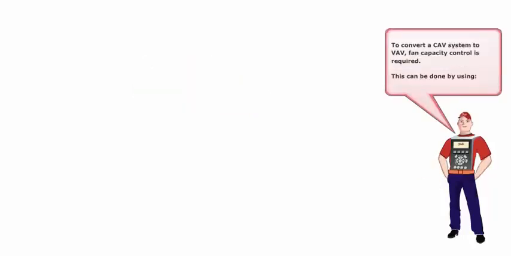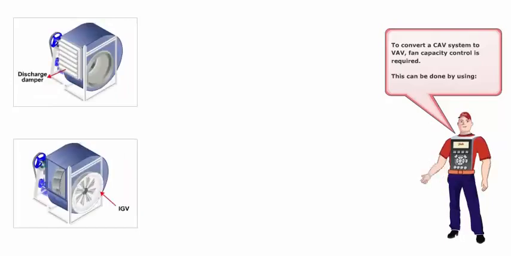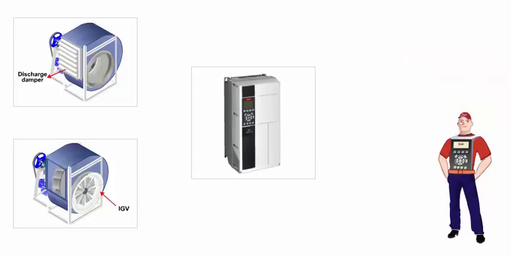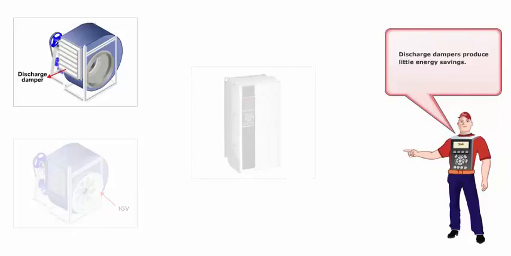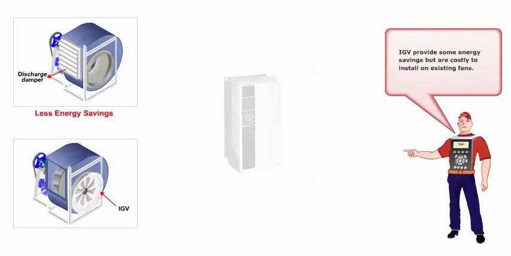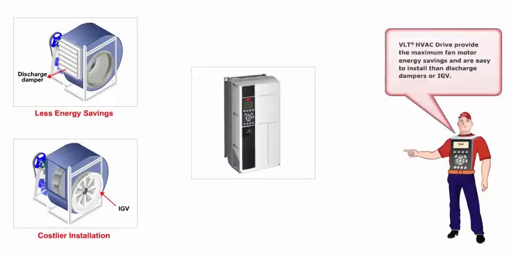To convert a constant air volume system to variable air volume, fan capacity control is required. This can be done by using discharge dampers, inlet guide vanes, or a VLT HVAC drive. Discharge dampers produce little energy savings. Inlet guide vanes provide some energy savings, but are costly to install on existing fans. VLT HVAC drives provide the maximum fan motor energy savings, and are easier to install than discharge dampers or inlet guide vanes.